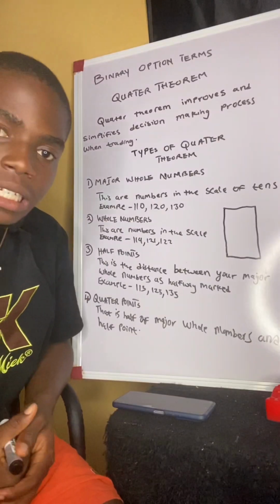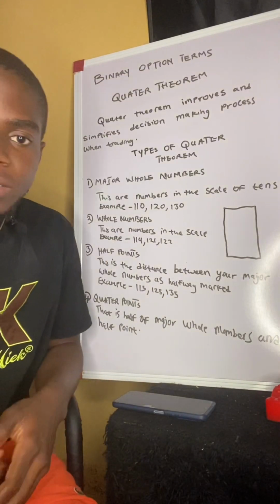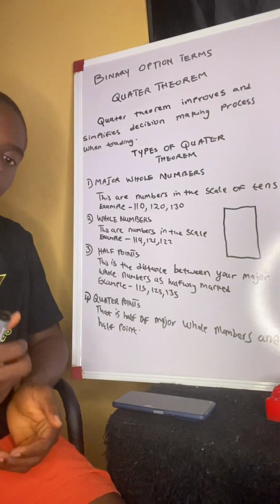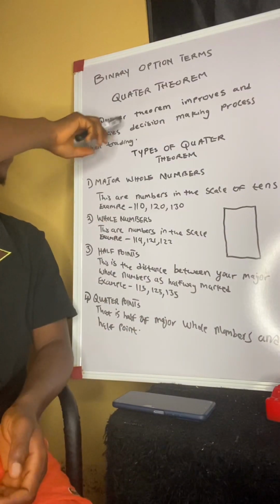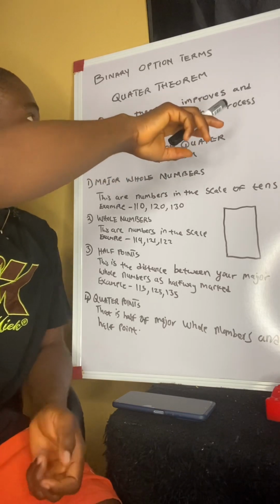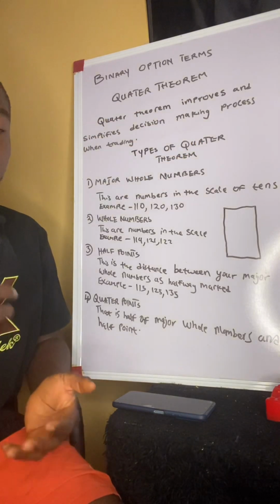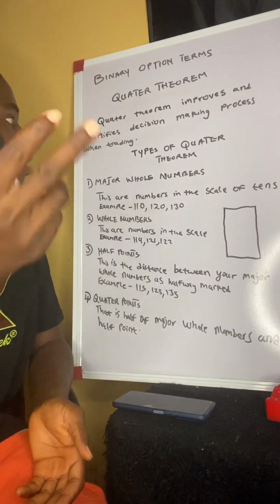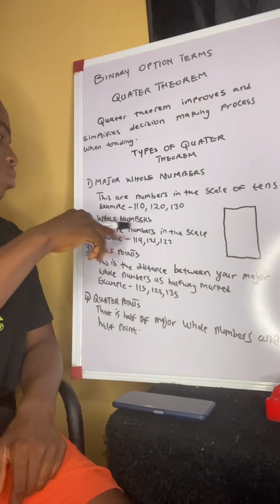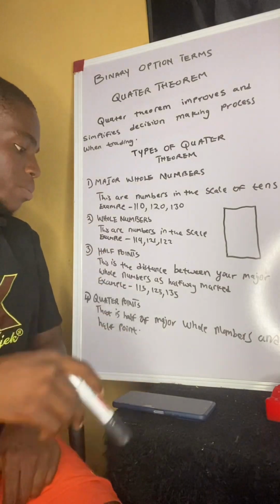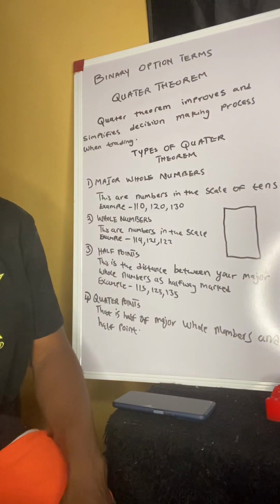So guys, now next look at the term called the Kotter theorem. The Kotter theorem improves and simplifies the decision making process when trading. That is, it makes trading easy, and we have types of Kotter theorem. You have the major whole numbers, the whole numbers, the half points, and the quarter points. Now let me explain them and emphasize them one after the other.